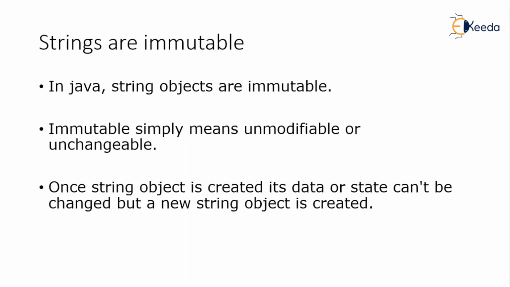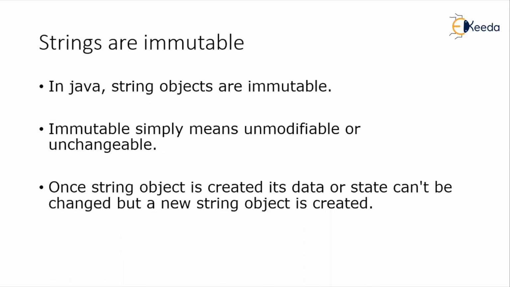First of all, let's remember that strings are immutable. It means string objects in Java are immutable. What is the meaning of immutability? Immutability means an entity which cannot be modified or changed.